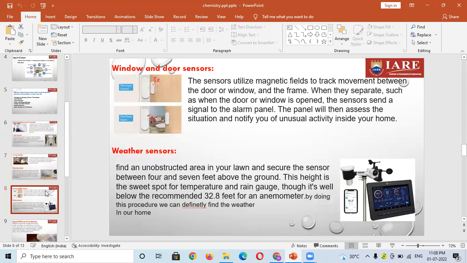And coming to the next type of sensor, window and door sensors. The sensors utilize a magnetic field to track movement between the door or a window and the frame. When they separate, such as when the door or window is open, the sensor sends a signal to the alarm panel. The panel will then assess the situation and notify you of unusual activity inside your home.